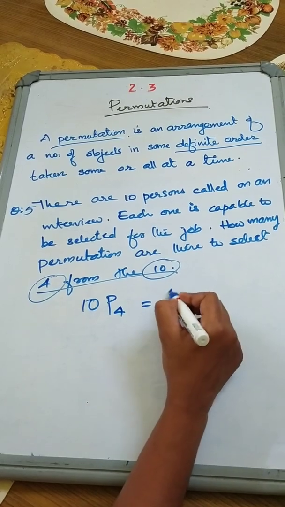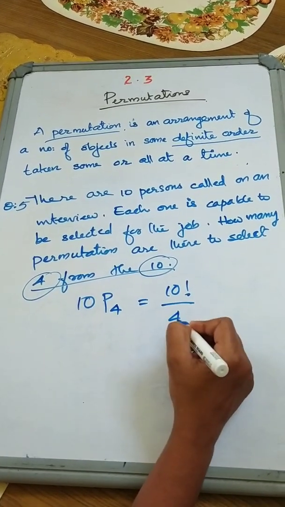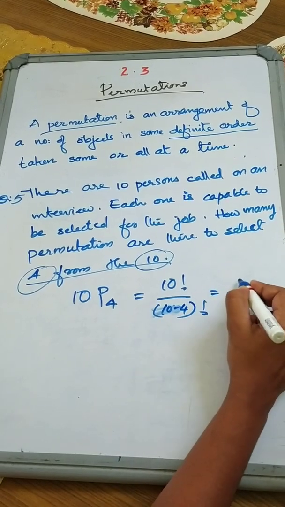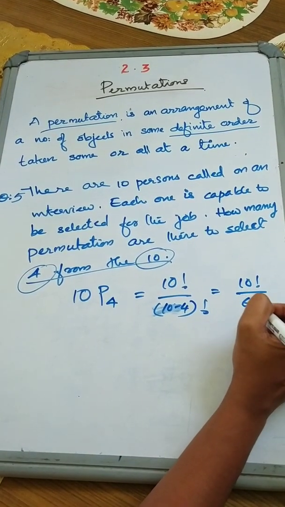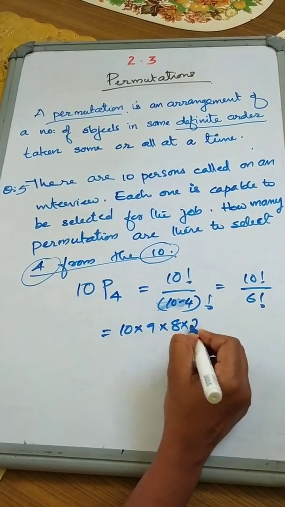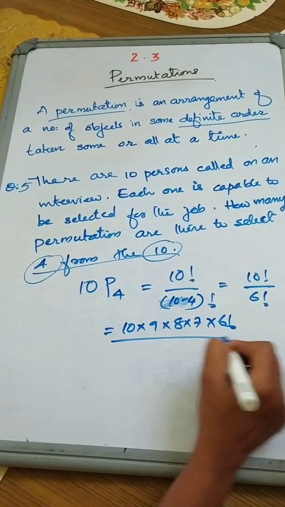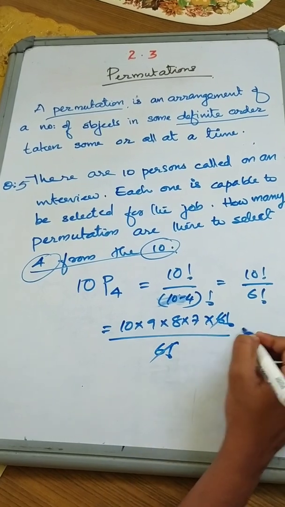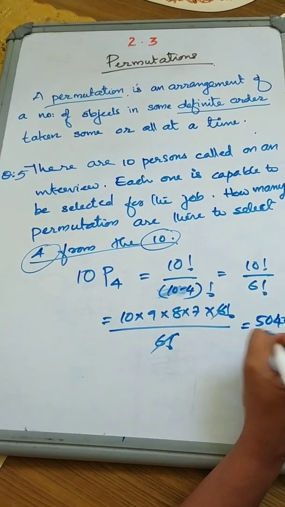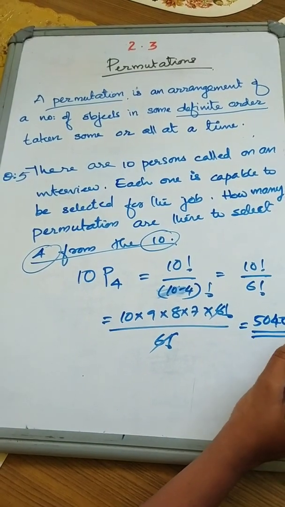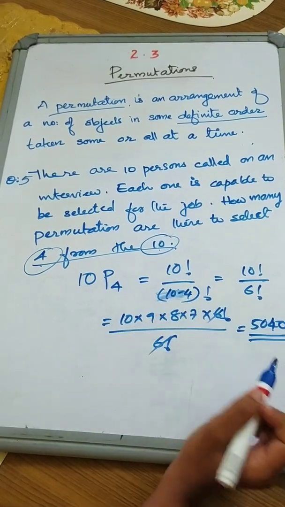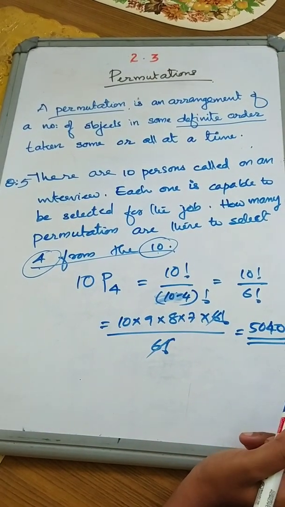So it is 10P4. It is 10 factorial divided by (10 minus 4) factorial. That is 10 factorial divided by 6 factorial, which is 10 into 9 into 8 into 7 into 6 factorial divided by 6 factorial. So 10 into 9 into 8 into 7 is 5040 ways to select 4 persons from 10 candidates.